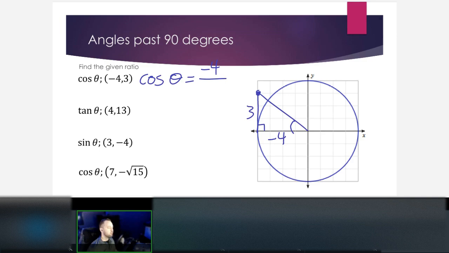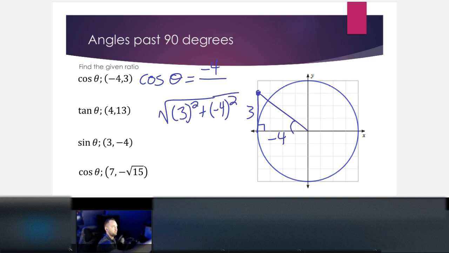How do I find the length of the hypotenuse? How do we find that? The Pythagorean theorem. Yeah, a squared plus b squared equals c squared. So to find that, we do the square root of 3 squared plus -4 squared. And that equals your side C, right?